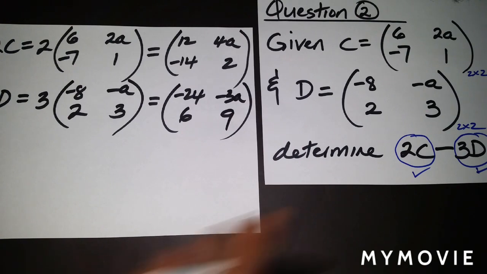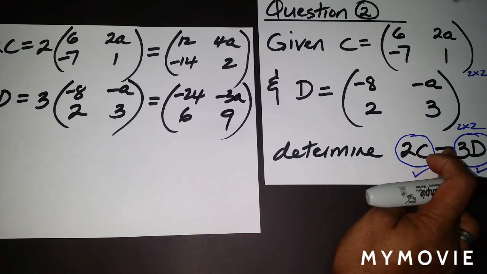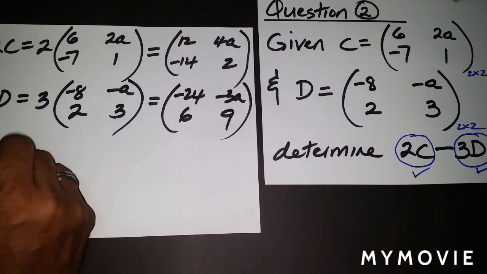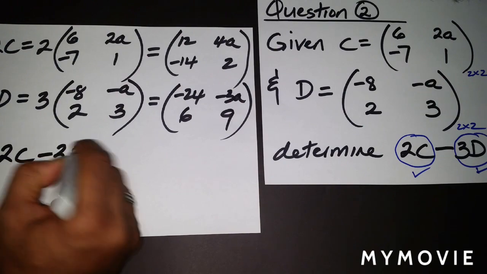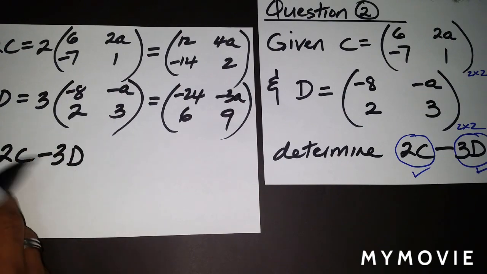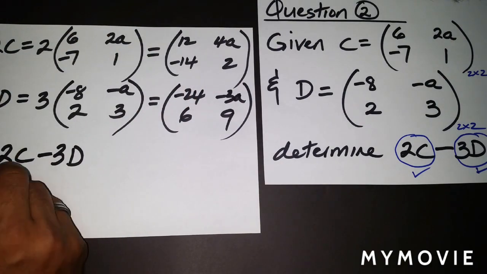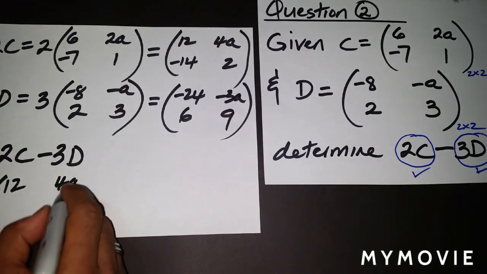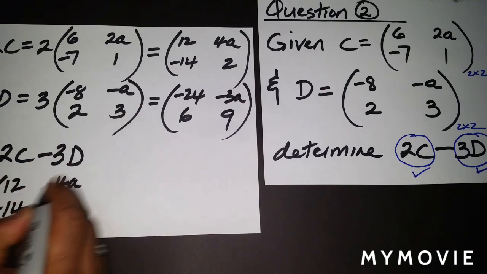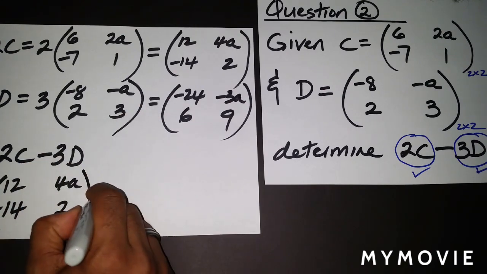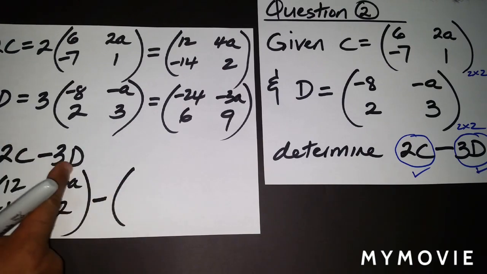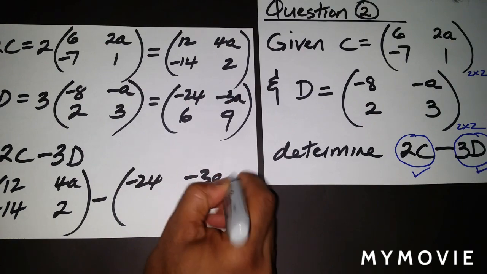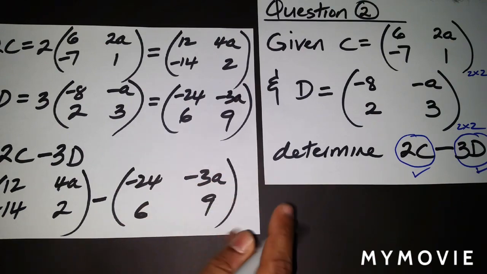So seeing that we have the two parts now, we can simply write this back and then apply the subtraction. So therefore, 2c minus 3d simply means 2c, which is 12, 4a, minus 14, and 2. We're subtracting from that 3d, which is minus 24, minus 3a, 6, and 9.